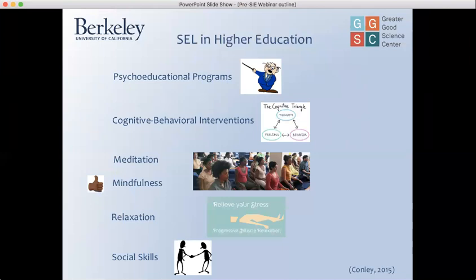What she found was promising was cognitive behavioral interventions, relaxation, and social skills interventions. What did not work were psychoeducational programs and meditation programs, along with interventions that did not have supervised skill practice. So her takeaway was that supervised skill practice is absolutely key. You can talk about stress reduction all you want, but without actual skills, without actual practice of the skills during the class, the intervention is most likely going to fail.